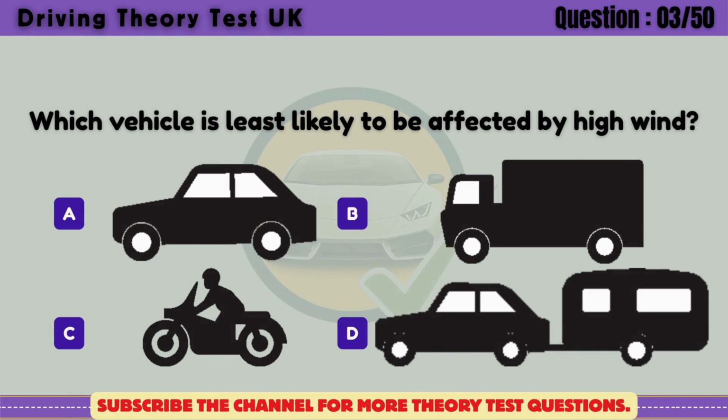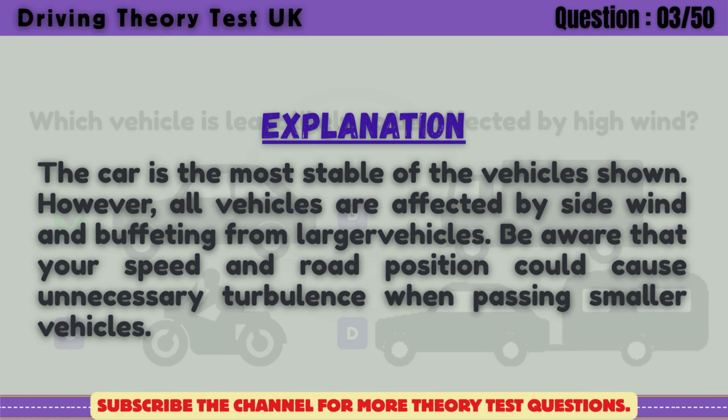Question 3. Which vehicle is least likely to be affected by high wind? Answer is A. The car is the most stable of the vehicles shown. However, all vehicles are affected by side wind and buffeting from larger vehicles. Be aware that your speed and road position could cause unnecessary turbulence when passing smaller vehicles.